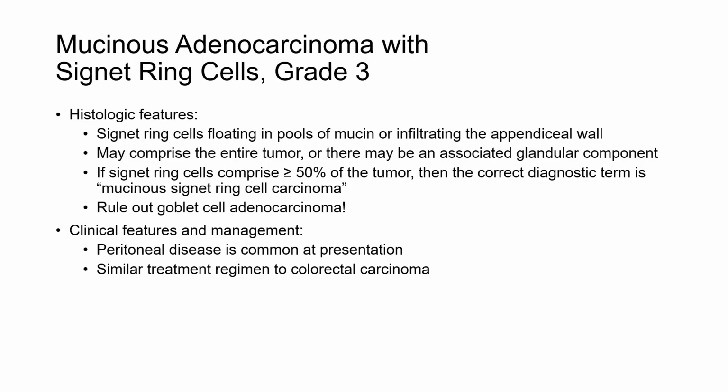If the signet ring cells comprise at least 50% of the tumor, then the correct diagnostic term is mucinous signet ring cell adenocarcinoma. And in these settings, we want to rule out goblet cell adenocarcinoma. As we'll talk about later, high-grade pattern of goblet cell adenocarcinoma can have signet ring cell morphology.